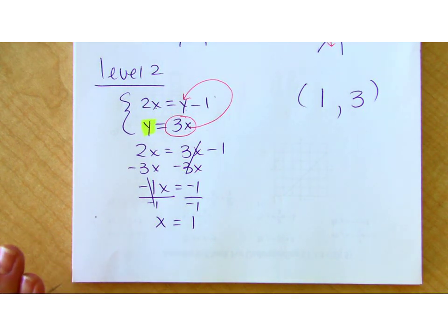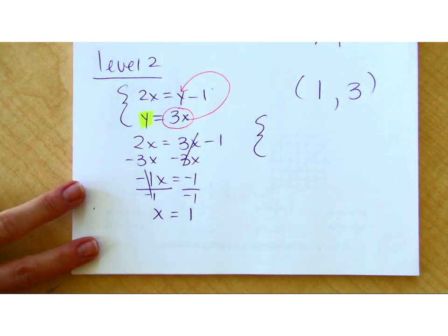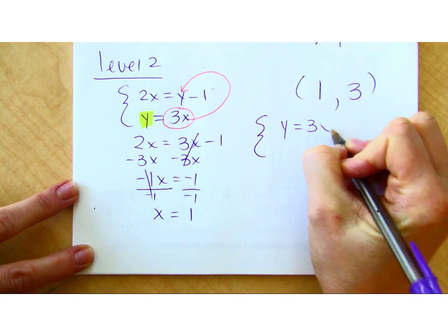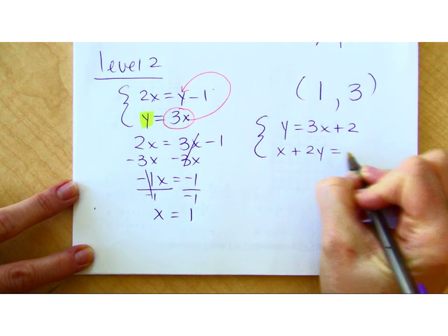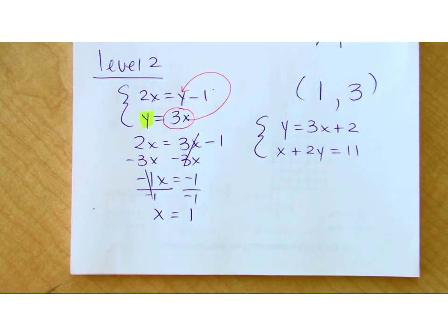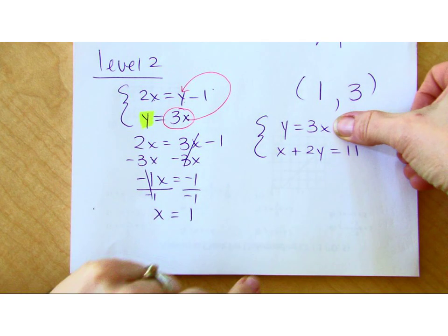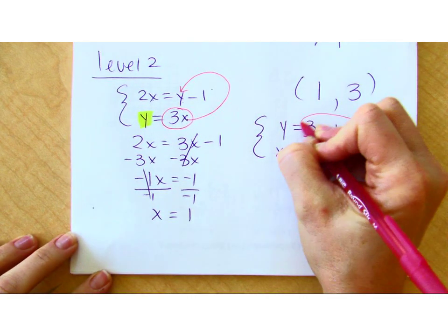Okay, I'm going to show you one more type of level 2, which would be this. So let's take y is equal to 3x plus 2, and x plus 2y equals 11. Okay? It already looks a little bit trickier. Let me just say this. If this wasn't here, that would be a level 1. With that here, it's level 2, but now I have a whole expression. So what is y? This whole thing.